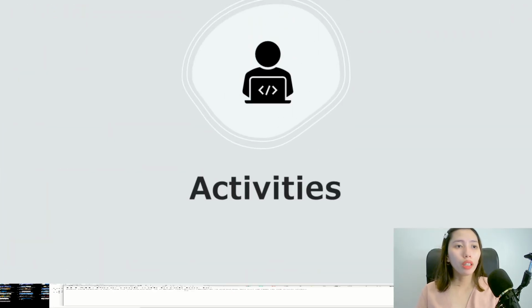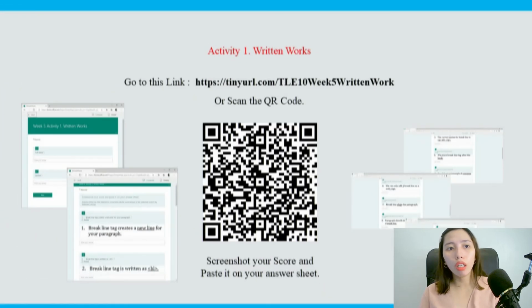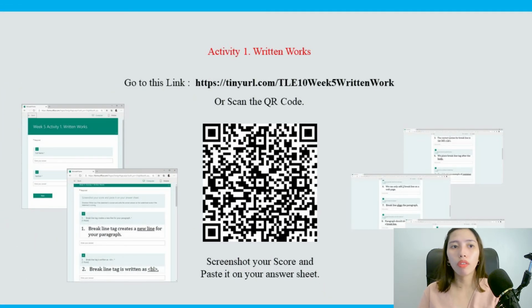For our activities, for activity 1, if you are an online modality student, just type the URL or scan the QR code to answer the activity. Screenshot your scores and answers afterwards and place it on a Word document, same as before on what you have done on week 1 to week 4. For modular modality, just write your answer on the worksheet. If you need an extra paper, you may write your answers on your extra paper.